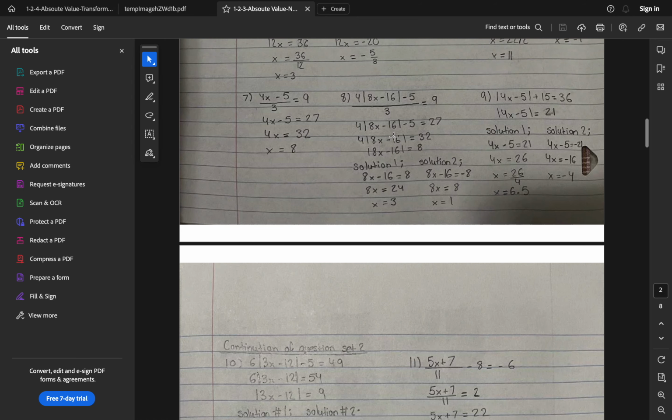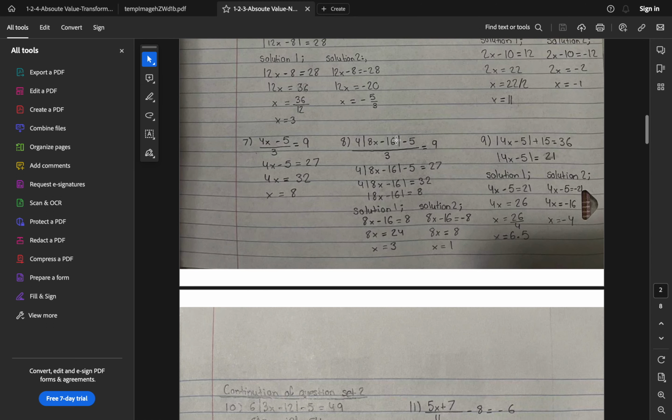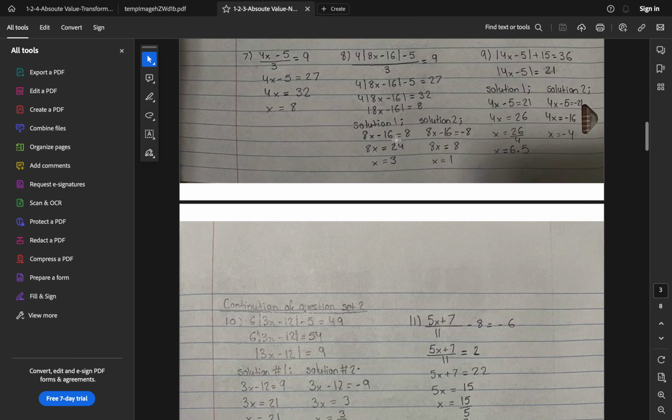Okay, on to the next solution, number 7. So, 4x minus 5 divided by 3 is equivalent to 9. We isolate for the x value. We end up getting 4x minus 5 is equivalent to 27. Once again, isolate for the x value by bringing the 5 over to the other side. We have 4x is equivalent to 32. And finally, x is equal to 32 divided by 4, which means x is equivalent to 8.